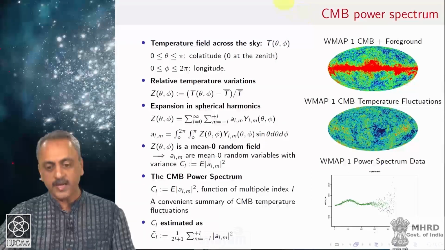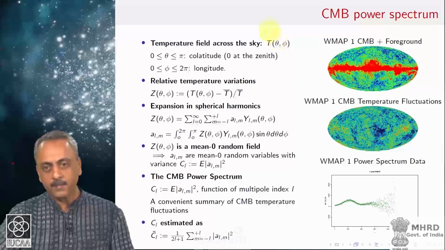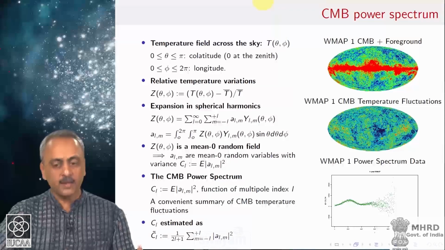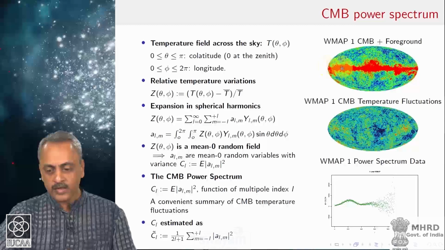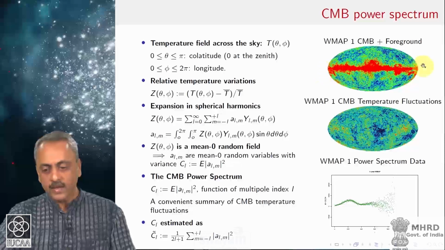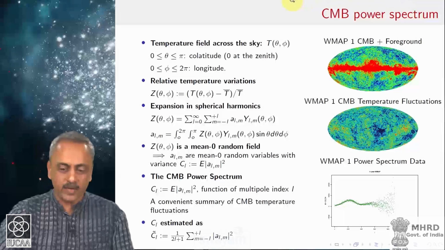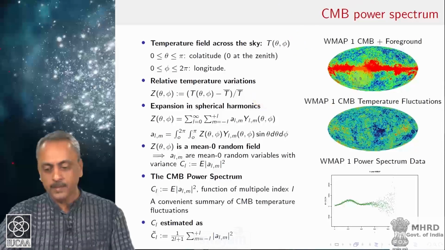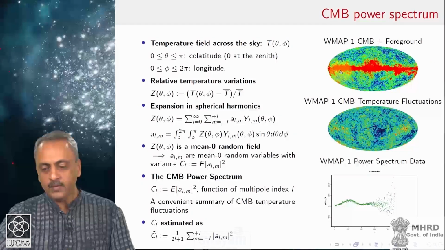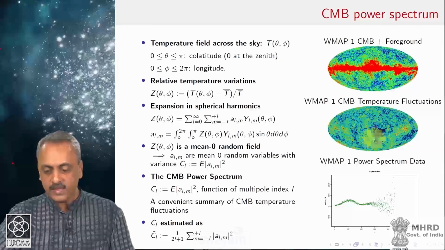Now, this radiation is not free from contamination from a variety of things. For example, in the galactic plane, because of the dust, you get a band in the microwave region, and this has to be removed before the true cosmic microwave background radiation data can be obtained. This is one with the foreground radiation, and this is after removing the foreground radiation, and this is converted into the power spectrum data. This is the story in a nutshell.